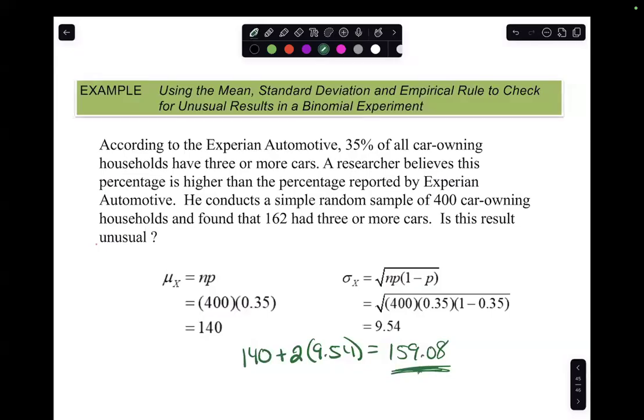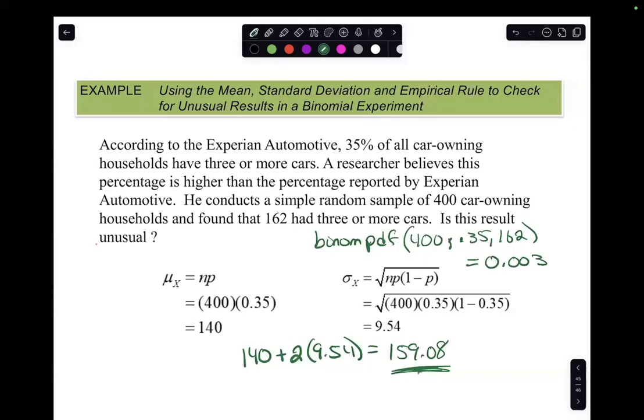When I put it into my calculator, I did binom PDF because he got exactly 162: 400, 0.35, 162, and I got 0.003. That is less than 5%. Therefore, it is unusual. Either way works fine.